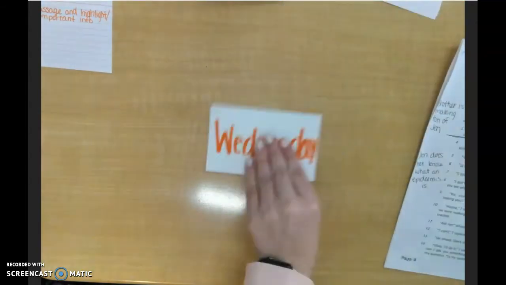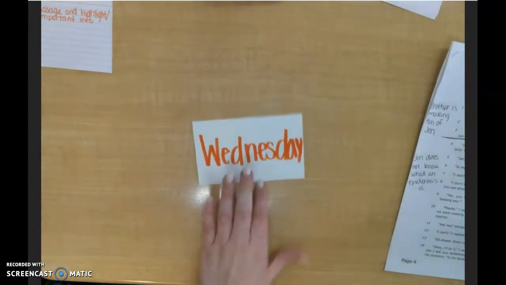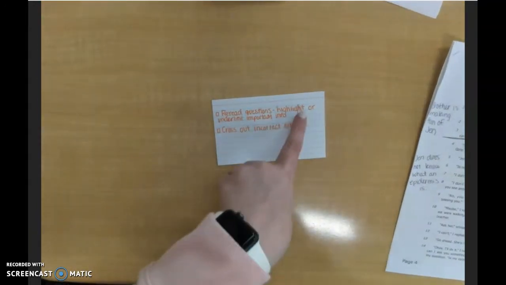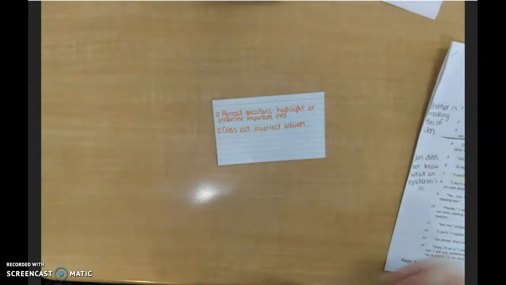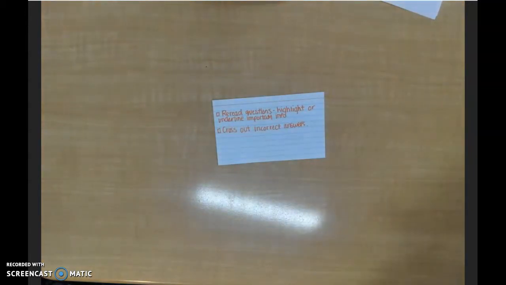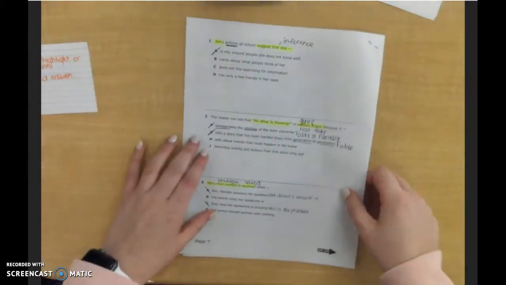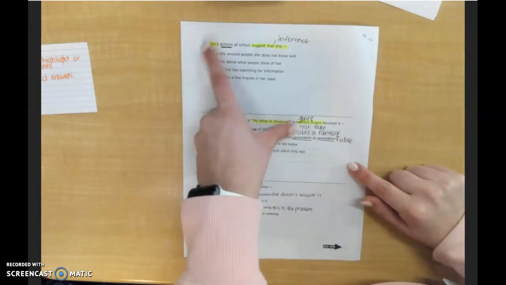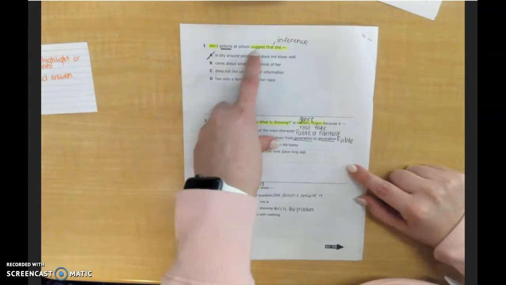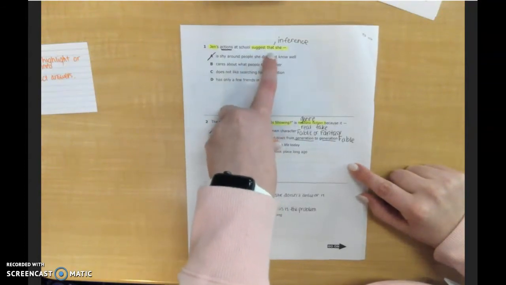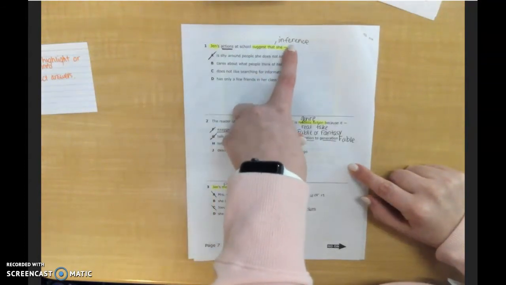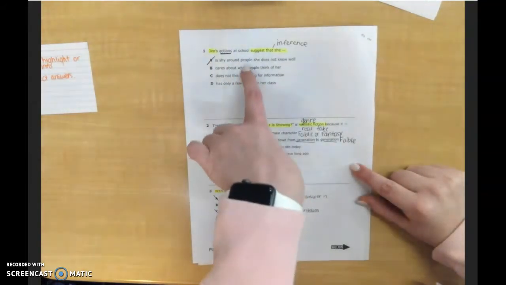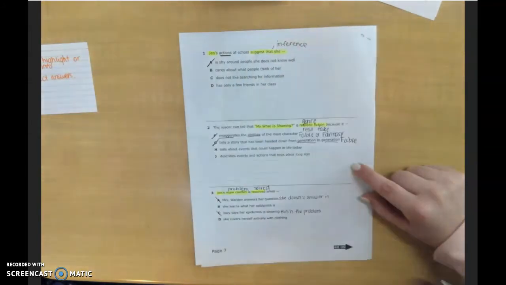Now, Wednesday, the next day. I'm going to reread the questions this time. I'm going to highlight or underline important information and then cross out incorrect answers. So today I'm going to highlight or underline important information and cross out ones I didn't know. This question said, Jen's actions at school suggest that she. Well, suggest tells me that I'm going to make an inference. I read the answer choices and I know for a fact A is too crazy. I know that she's not shy around people, so I crossed that one out.